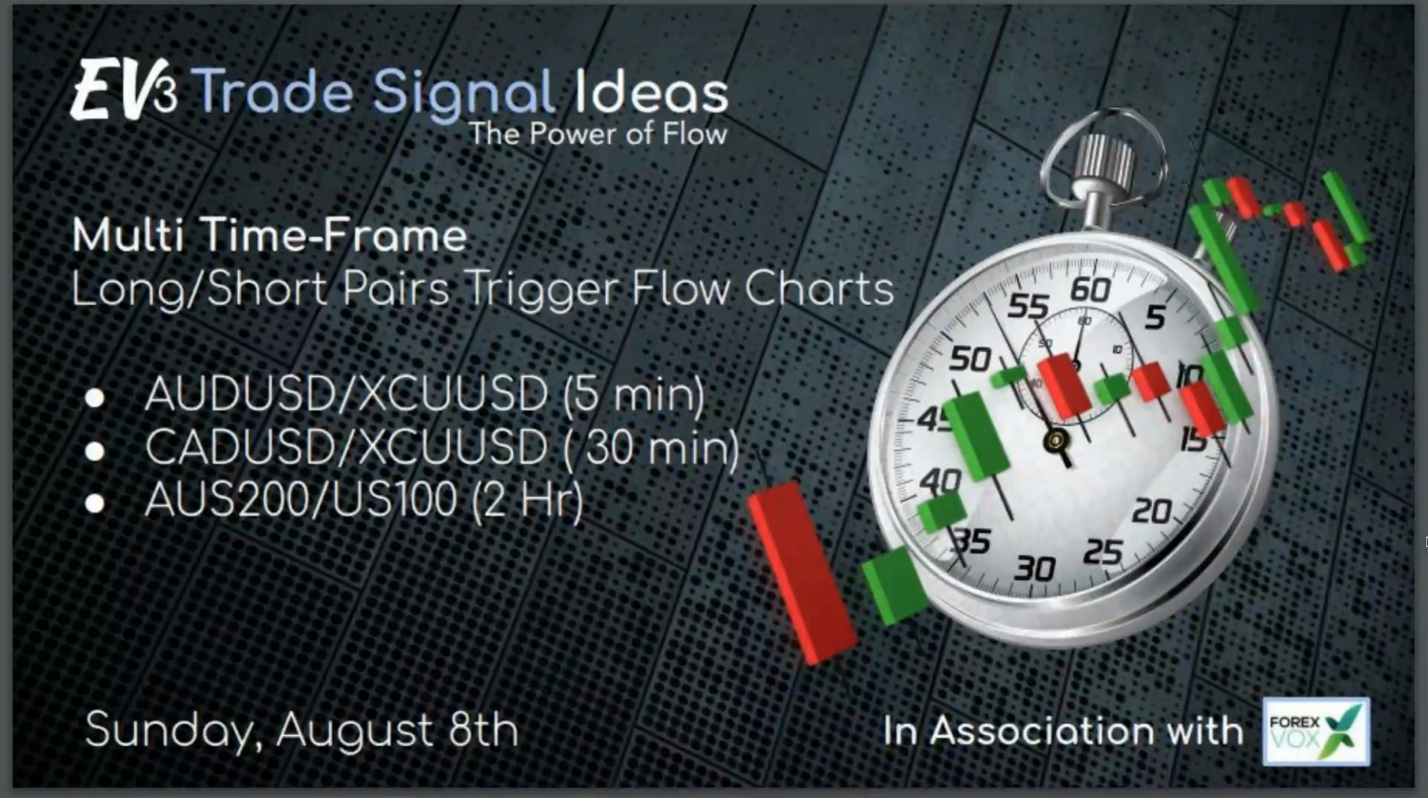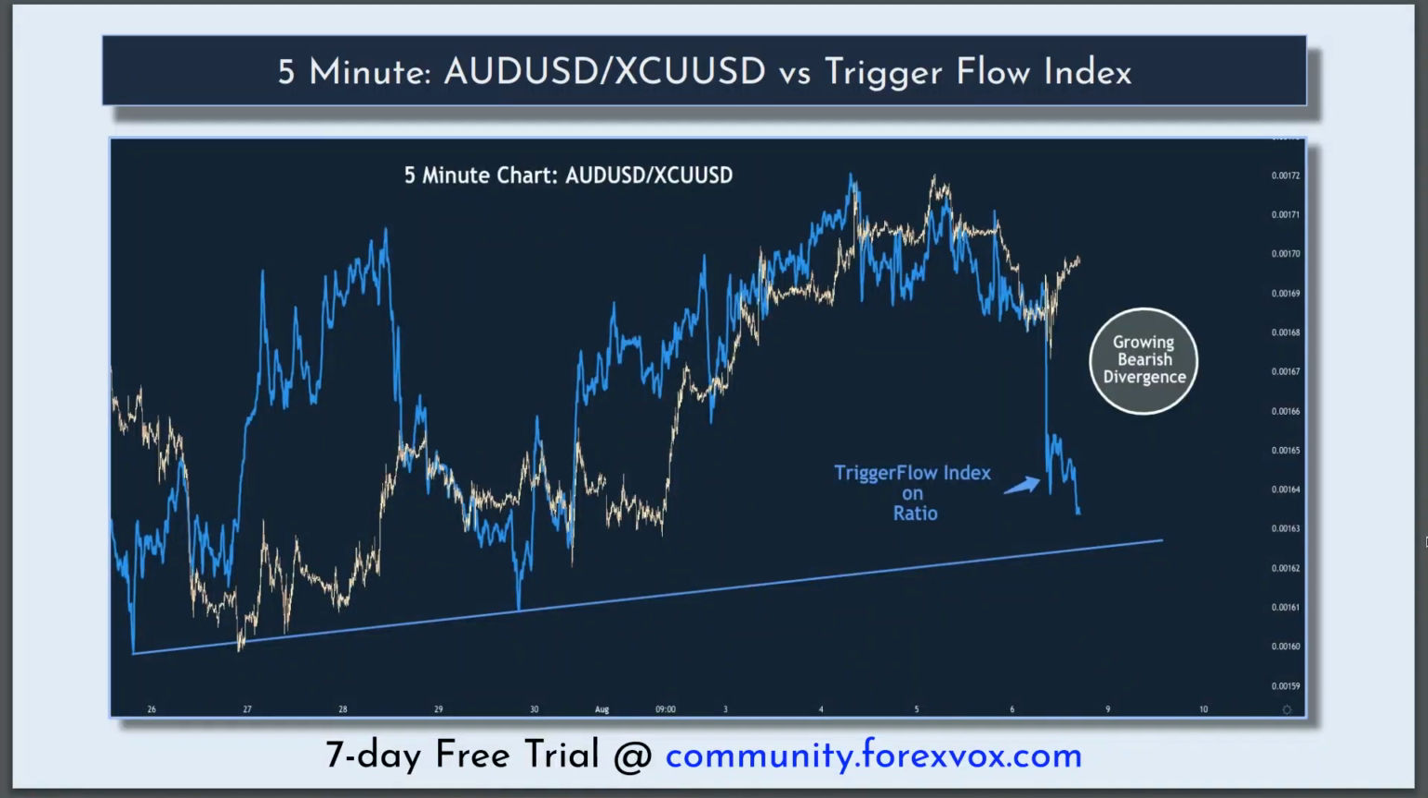Today's video is titled Multi-Time Frame Long-Short Pairs Trigger Flow Charts. The three charts we're going to be looking at: the first one will be a 5-minute on Aussie US versus copper. The second one will be a 30-minute chart on the Canada US versus copper again. And the last chart will be a 2-hour longer-term chart, the Aussie 200 equity index versus the US 100 equity index, which is the NASDAQ 100. Anyway, let's start off with a 5-minute Aussie US versus copper against the blue trigger flow line index.